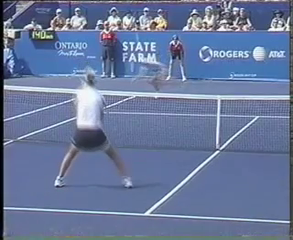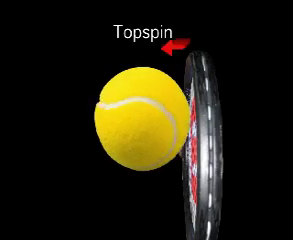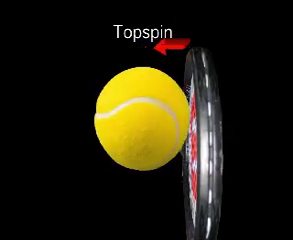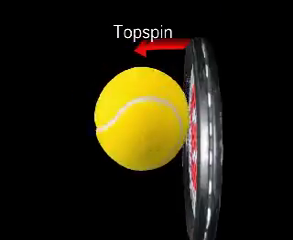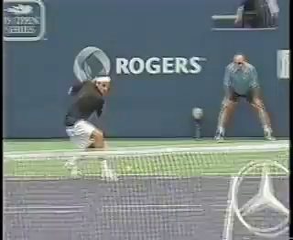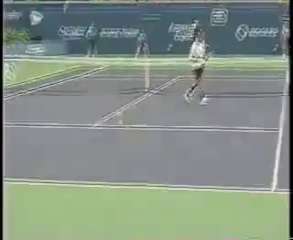Let's take a closer look at each spin. With topspin, the ball rotates forward in the same direction it is traveling. Topspin is produced when the racket angle is vertical and the racket path is low to high. Its main characteristic is to make the ball drop faster.